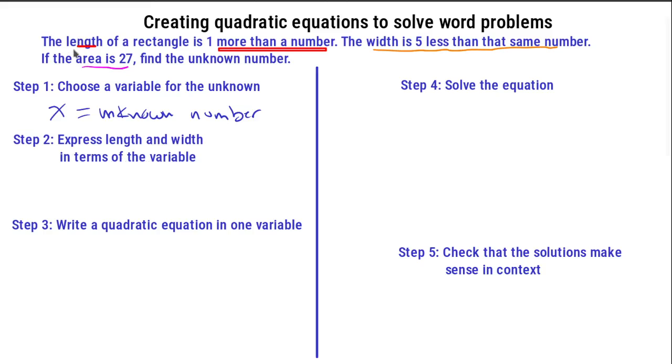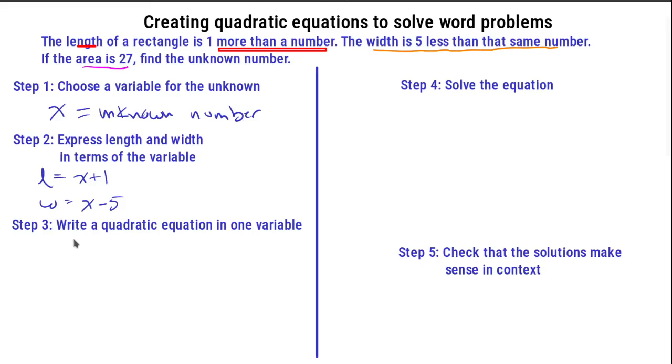All right, so the first sentence tells us the length is one more than this number. So L is x plus 1. And the second sentence tells us the width is 5 less than that number. Less than is our code word for subtract. So x minus 5. 5 units less than our number.